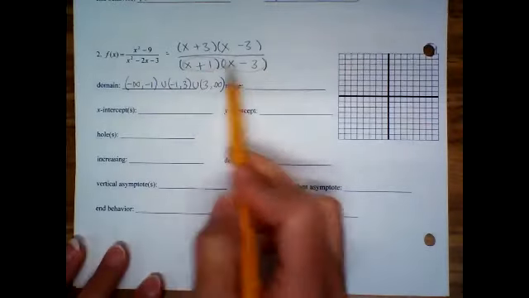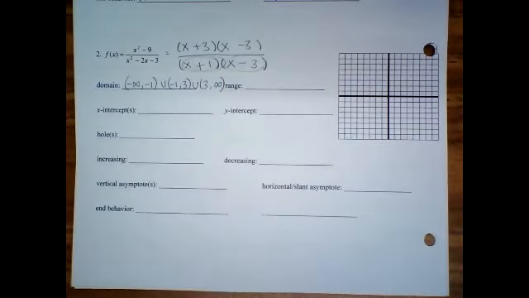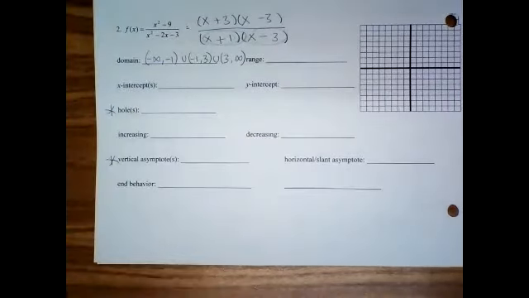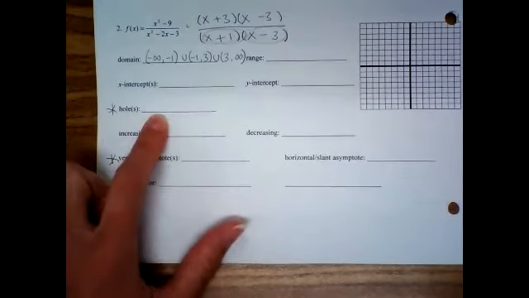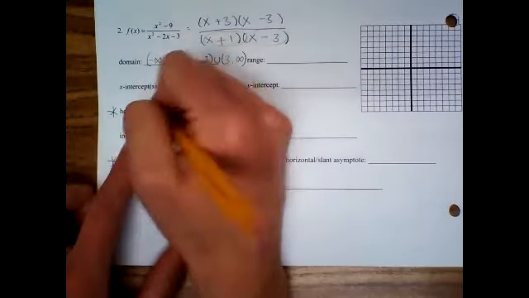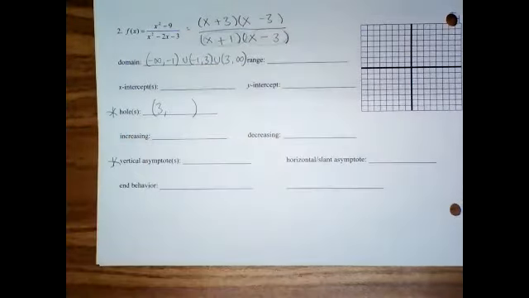Now, since -1 and 3 have been kicked out, they can either become a hole or a vertical asymptote. If it cancels, it's the hole. If it doesn't cancel, it's the vertical asymptote. All right, let's do the hole first. Which one cancels, the 3 or the -1? 3. The hole is going to be 3 comma something.